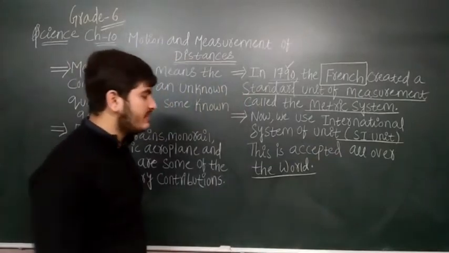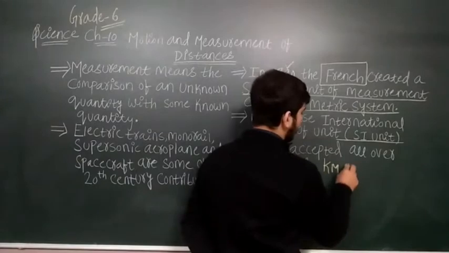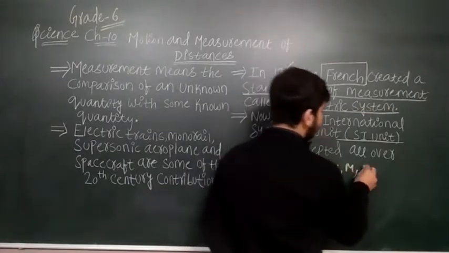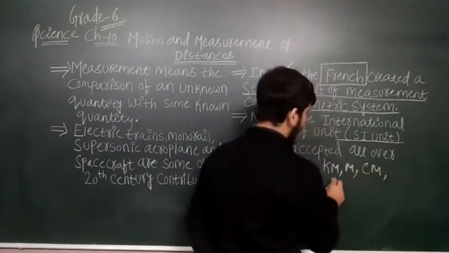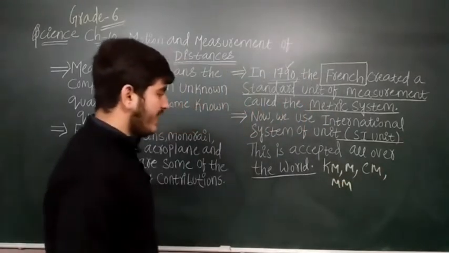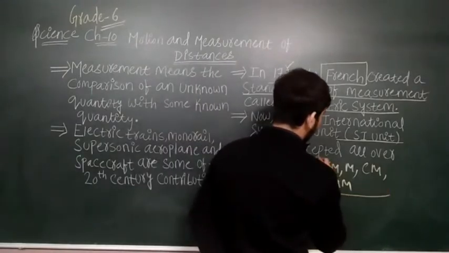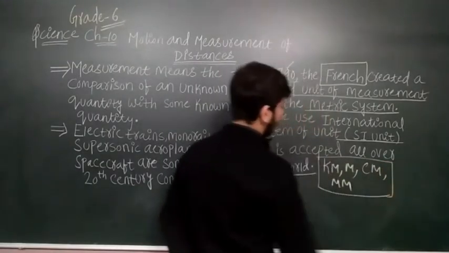Now which SI units are there? Suppose kilometer, meter, centimeter, milliliter. So there are different kinds of SI units that we use for measuring things. हमको measure करने के लिए अलग-अलग चीजें use होती है.